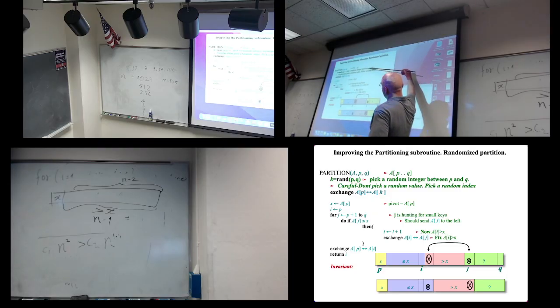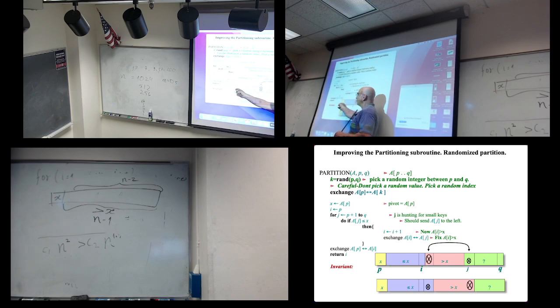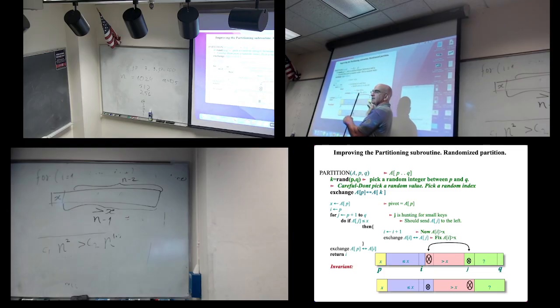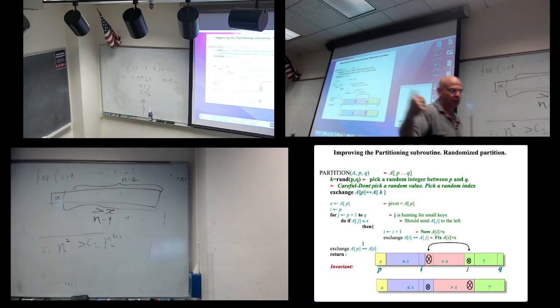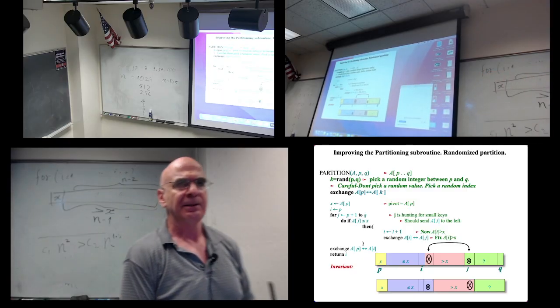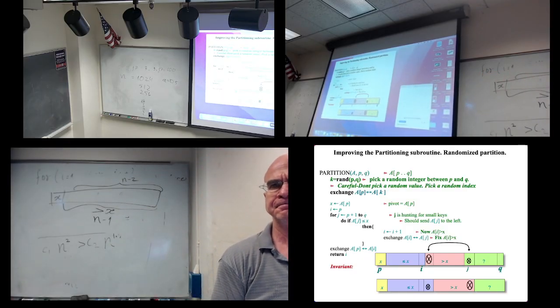A common confusion here is to say I pick a random value for the pivot. That's not what I'm doing. I'm not picking a random value for the pivot. I'm picking a value from the array. I'm picking a random index. Each element from p to q has exactly the same probability to be picked, and this will be my pivot. And from this part, everything is exactly the same.